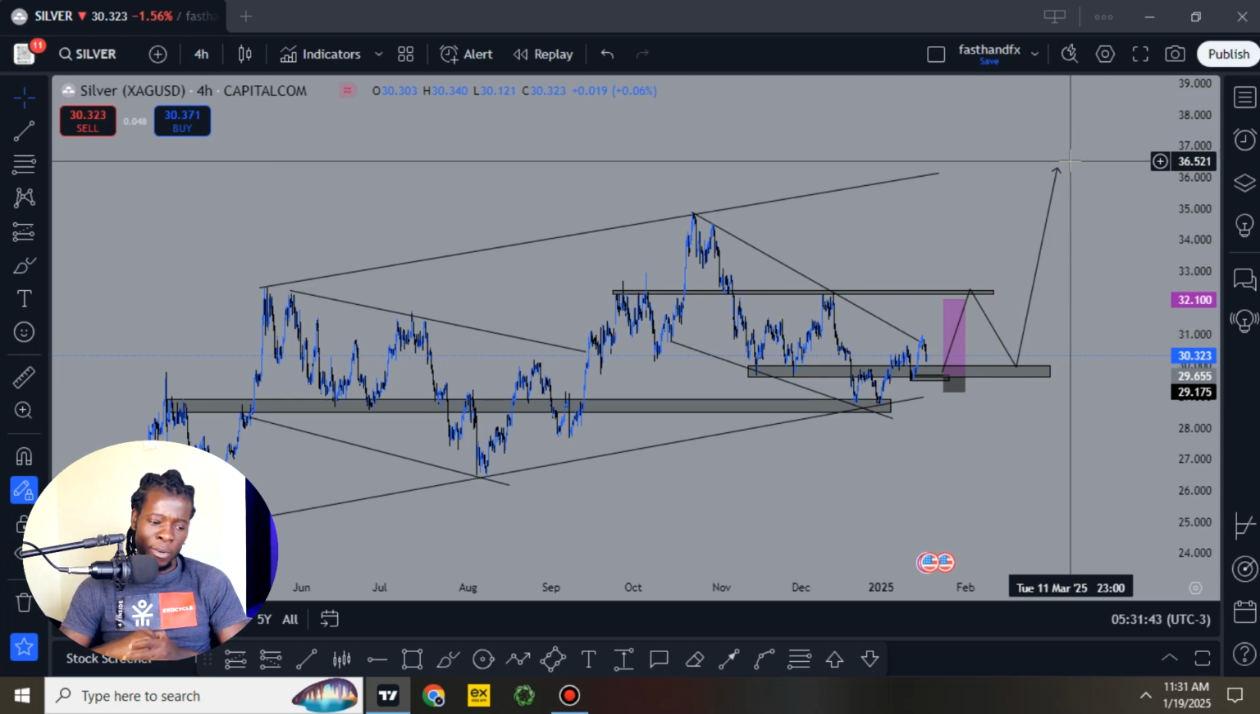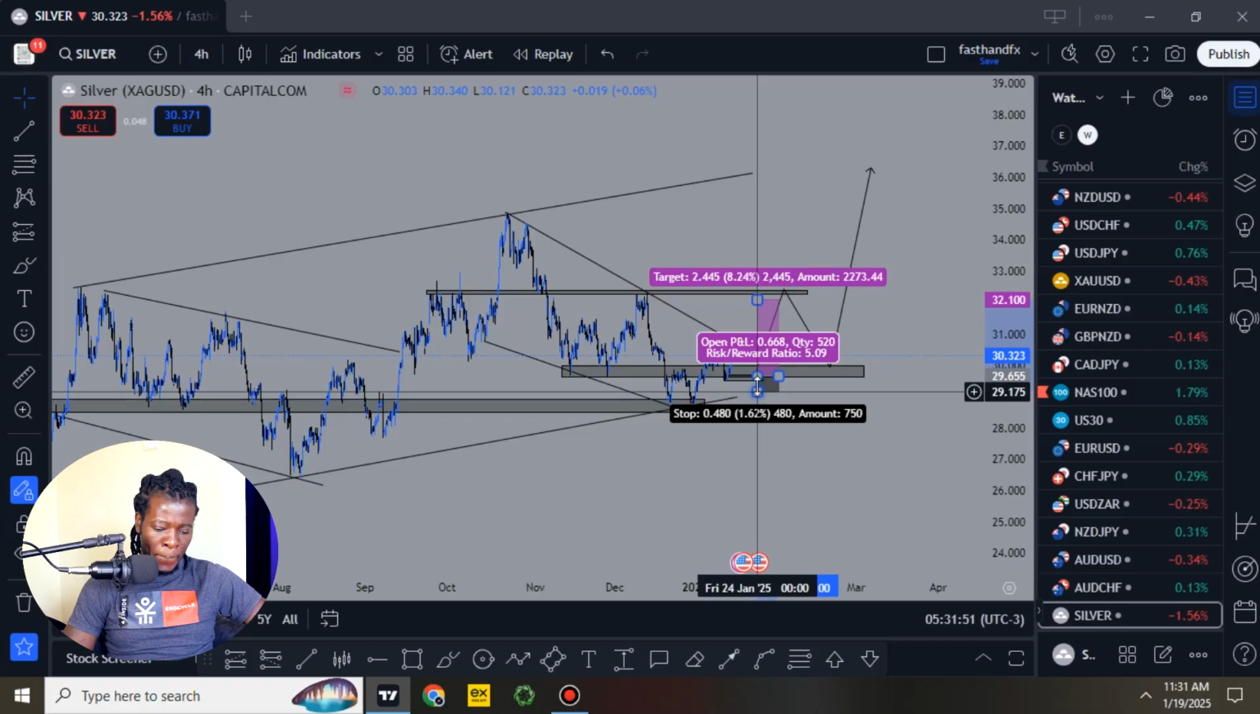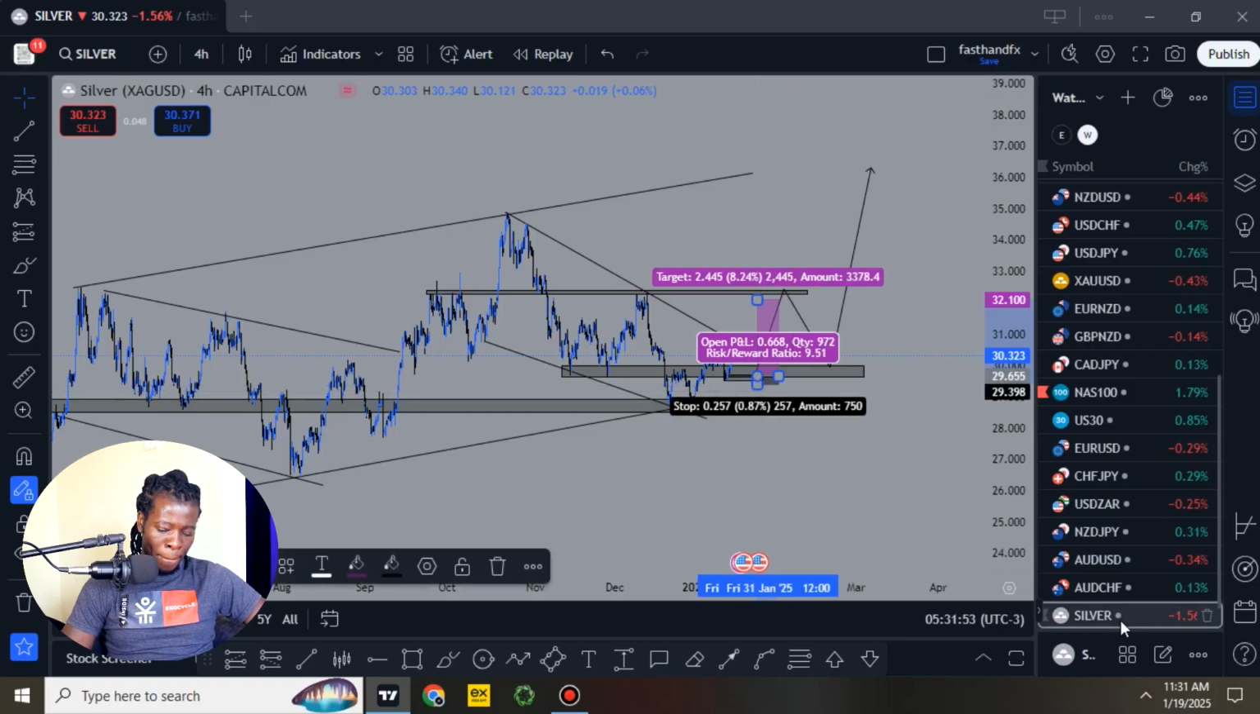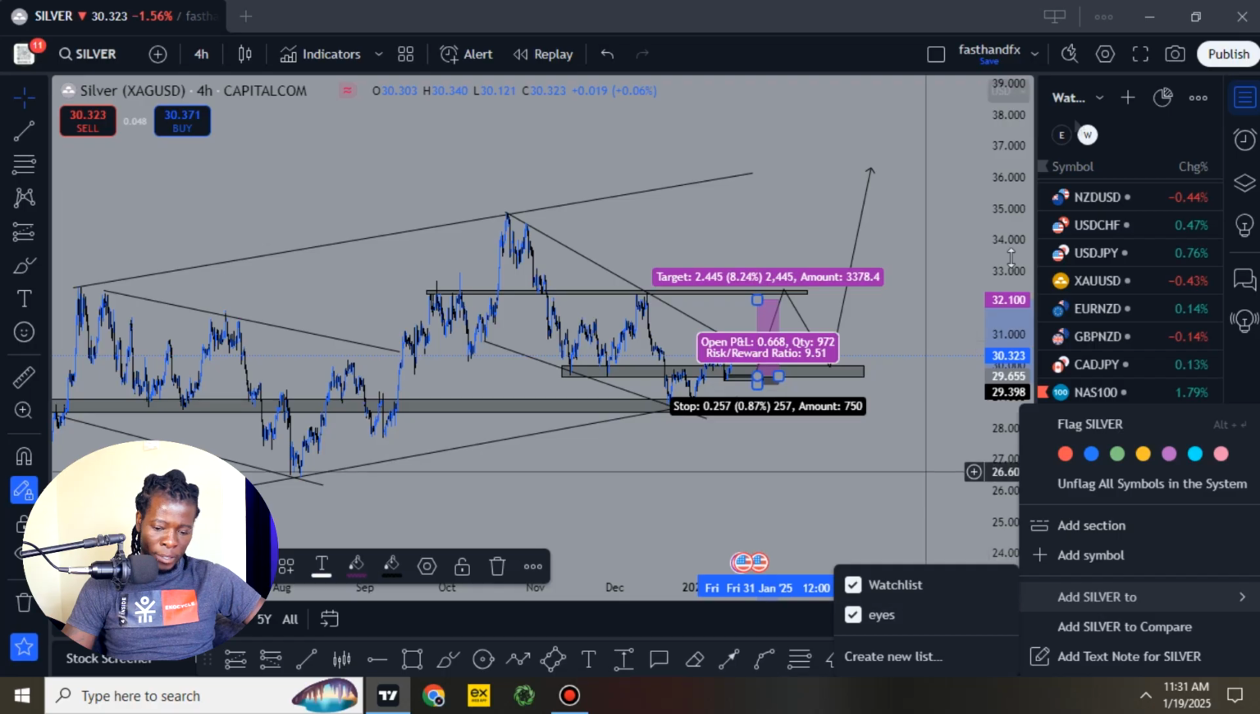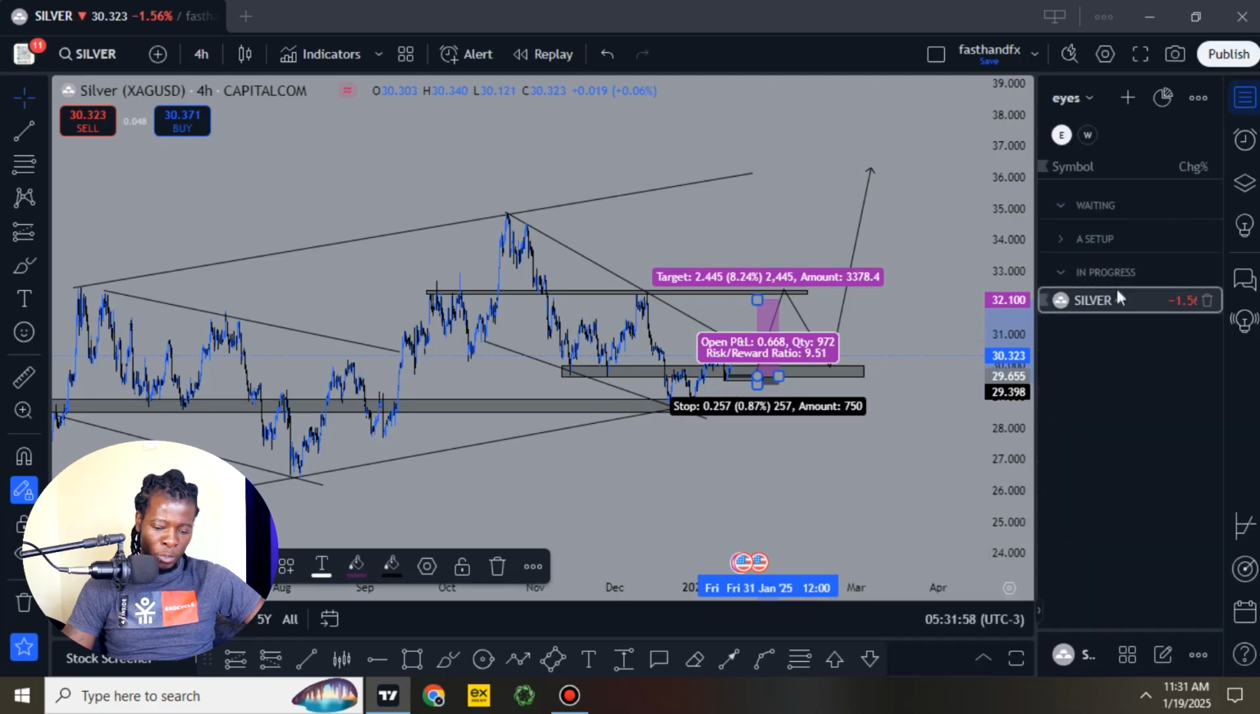I think that's it. I don't want to look into other pairs. Those two are still great. I think I should add it to my A+ setup too. You understand? And see how she's going to behave too. Yep, I don't have anything in waiting. I don't have any trade in progress. Right, so those are the things that I should be anticipating.